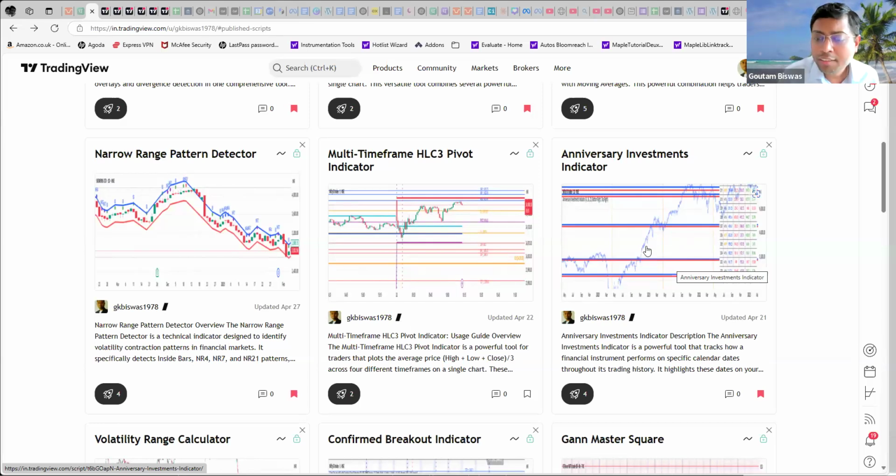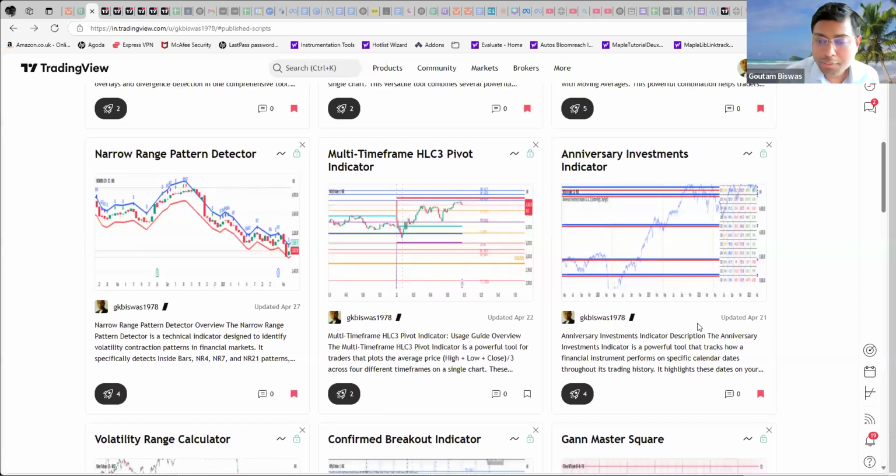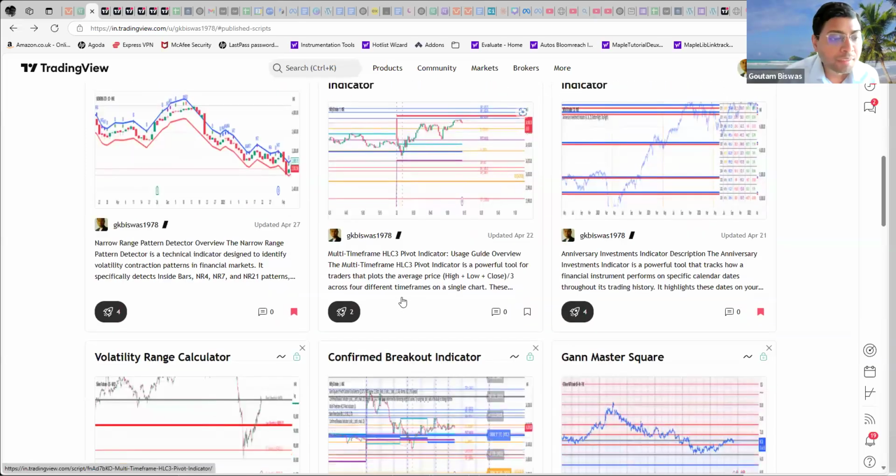Just once in a year, based on the anniversary date, either the anniversary date of the stock or your own anniversary date. You can choose whichever is comfortable for you. You can do that, right?